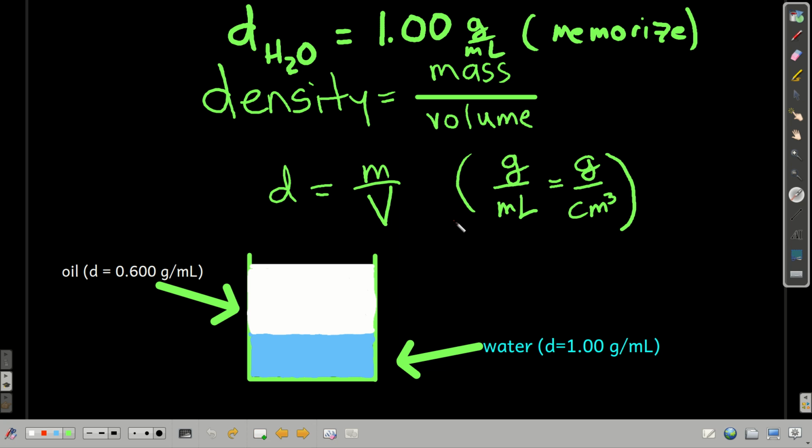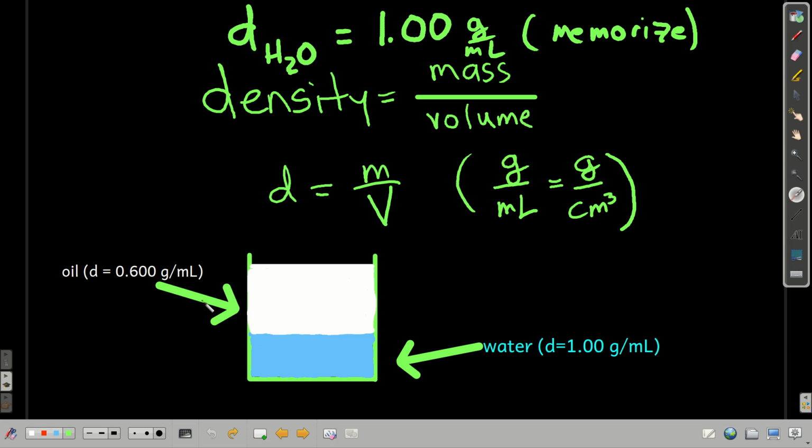All right. One thing about density: if you have two substances that are immiscible, whether liquids or solids, they don't mix. When you put them together, shake them up and let them settle out, this will always happen. The substance that has the lower density will end up on the top, and the substance with the higher density will end up on the bottom.